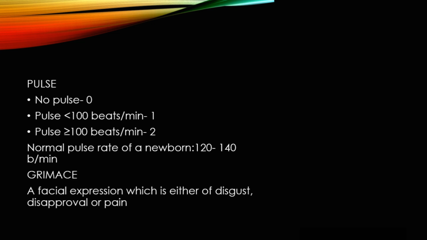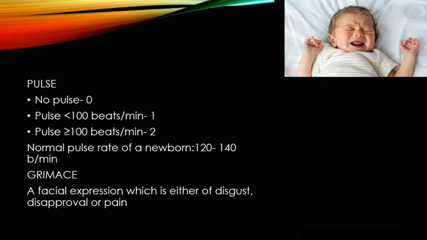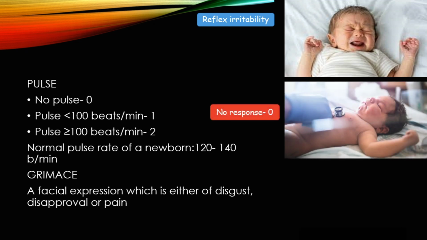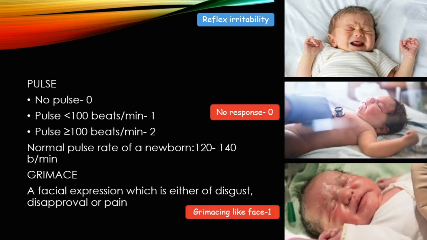Our next criterion is grimace. The literal meaning of grimace is such a facial expression which is either of disgust, disapproval or pain. In case of a newborn baby, although he is not able to understand all these feelings right now, he will have a response to stimulation such as a mild pinch. We call this reflex irritability. If the newborn doesn't respond at all, a score of 0 is given. If there is a grimacing face on suctioning or mild stimulation like touching or pinching, a score of 1 is given, and if the baby cries loudly on stimulation, a score of 2 is given.